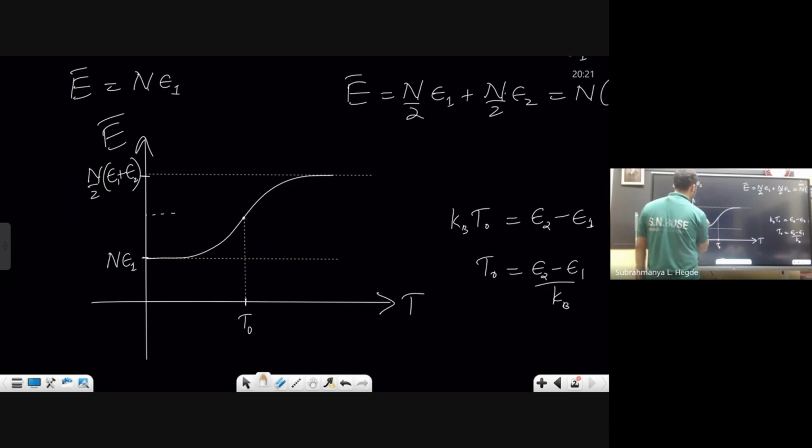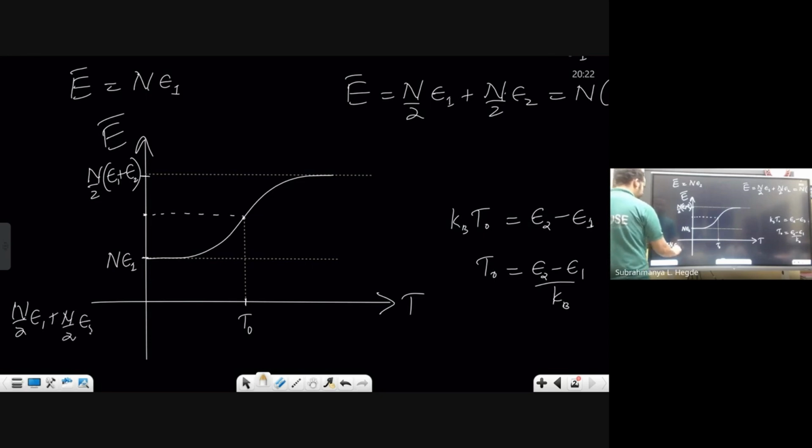If it is linear, what is this midpoint formula? You have to add and divide by 2. That's the midpoint formula. So n by 2 E1 plus n by 2 E2. No, you have to add and divide by 2. That's the midpoint formula.